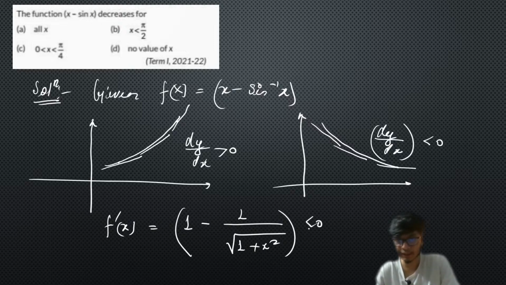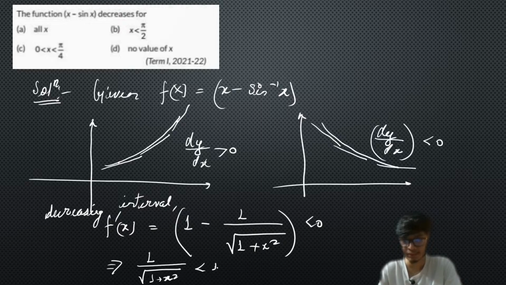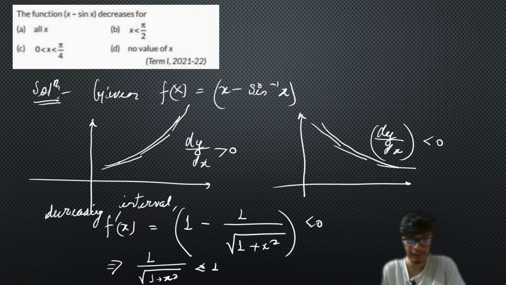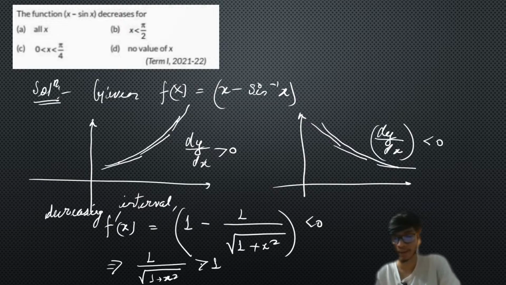So we have to check for the decreasing interval, so this will be negative, right? From here I will get 1 upon square root of 1 plus x square should be less than 1, right? If it is less than 1, then only it is negative. Or did I make any mistake? Sorry, it should be greater than 1, right? Yes, it should be greater than 1. Then only you will have negative, right? If this particular number is greater, then this will be negative.